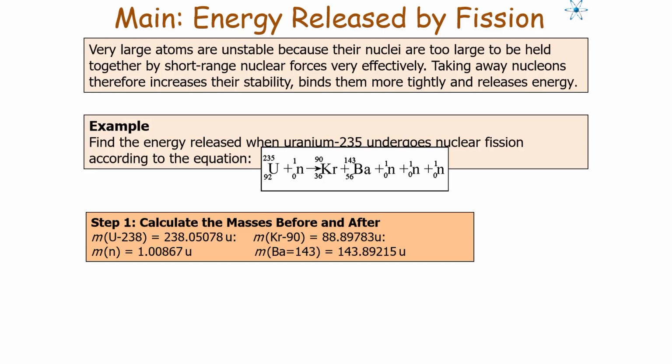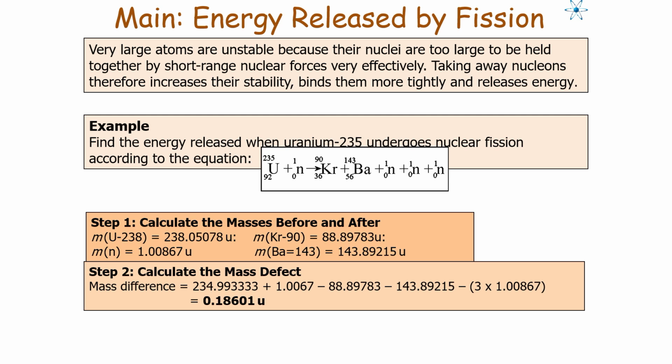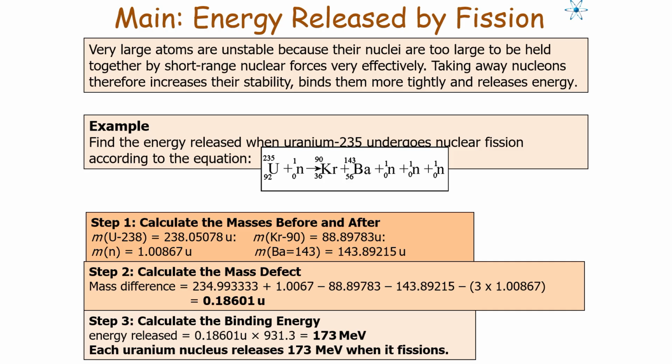So the first step is to calculate the masses in u before and after. Then the second step is to calculate the mass defect. So what you would do is work out the mass of the products afterwards, and work out the mass of the reactants before. Therefore you find the difference and we get our value in u. We can then calculate our energy by multiplying our mass difference in u by 931.3 and we get that in MeV. So in this example we found that each uranium nucleus releases 173 MeV of energy when it fissions.